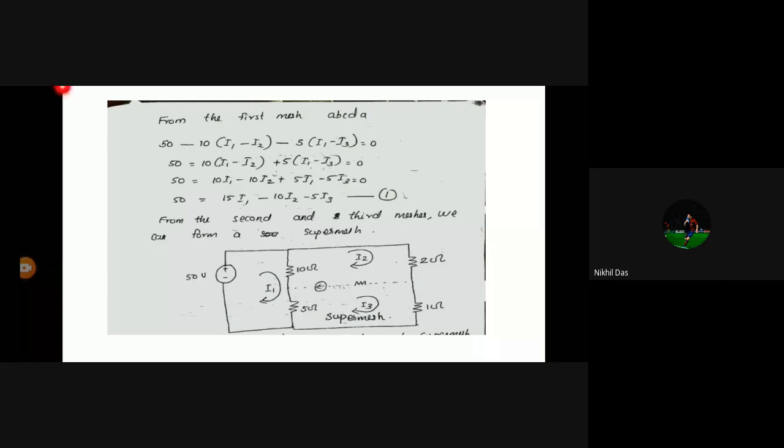If anybody has doubt, you can ask me. 50 equal to 15I1 minus 10I2 minus 5I3.